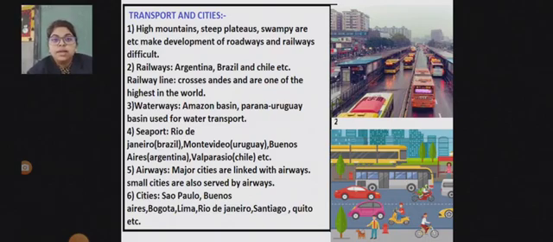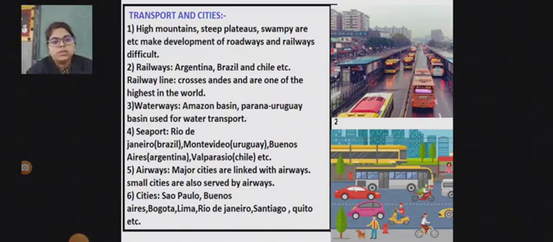Why not forget airways? We should keep a count. So in that case, let's move on to the next topic, which is airways, transport airways. This is the subtopic. Talking about the airways, there are major cities which are linked with airways. Airways are an important part in the case of South America. Why? Because there are steep plateaus and swampy areas. That's why development of roadways and railways is quite difficult, and thus development of airways is done to a great extent. Major cities are linked with the help of these airways.